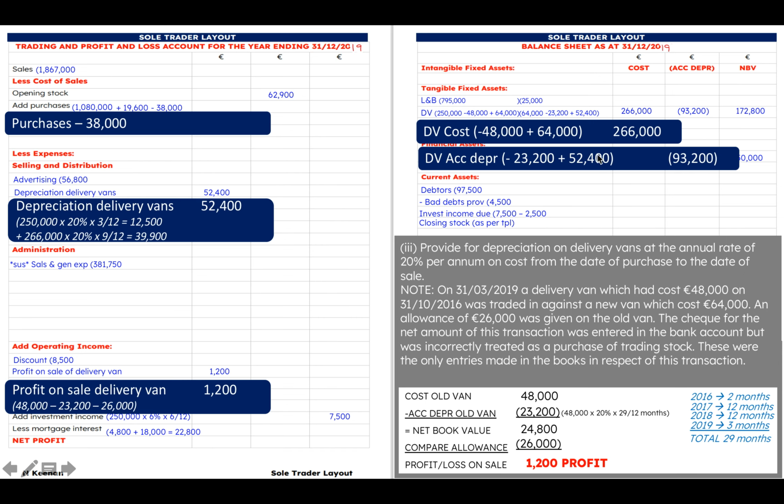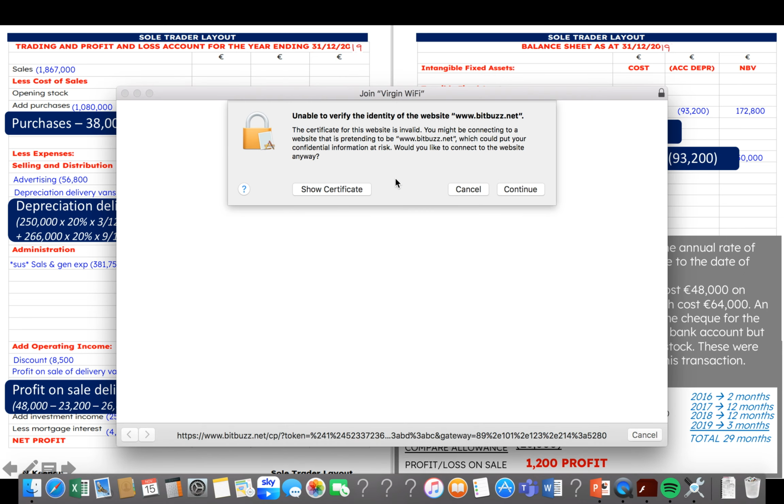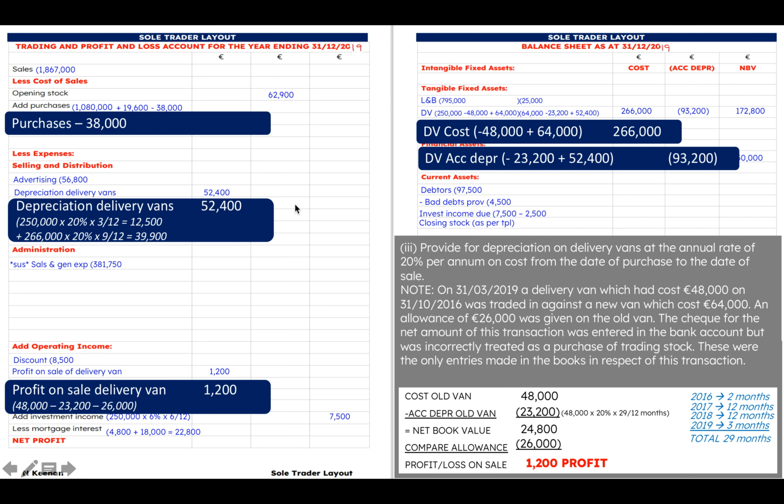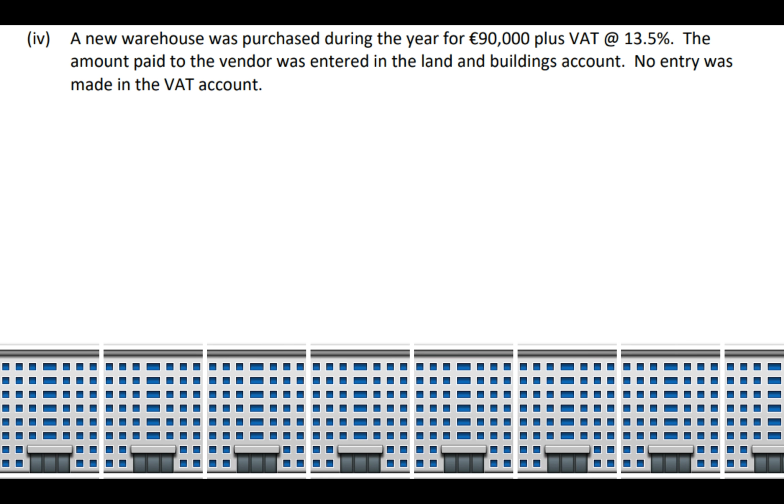And then what we'll do is add the depreciation charge for this year, 52,400. So the accumulated depreciation altogether there is 93,200. And then net book value, €172,800. And so that's the delivery van adjustment done.